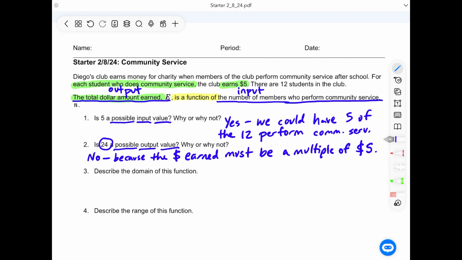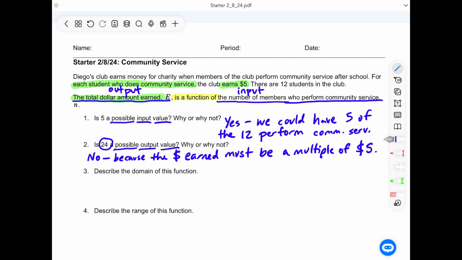So 24, not a possible output value. It definitely makes sense as a money amount, but it's sort of an impossibility based on how the club is earning the money here in $5 increments. So let's go to number 3 now. Can we describe the domain of this function?